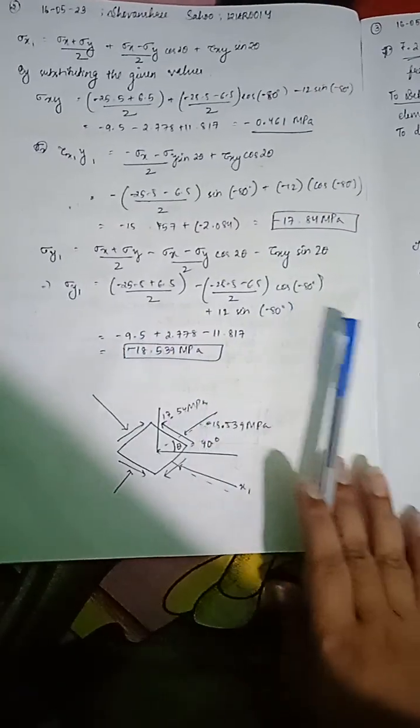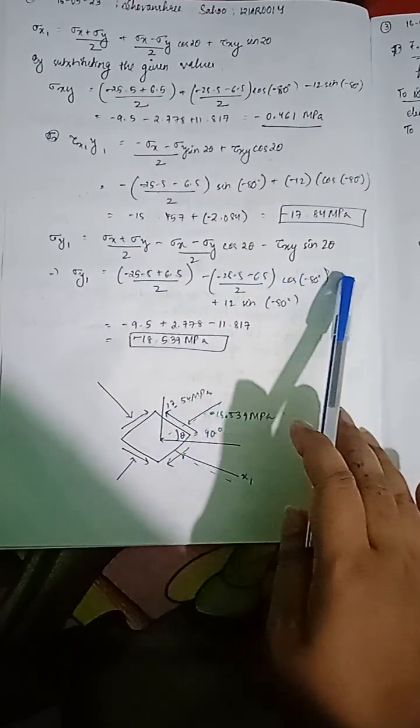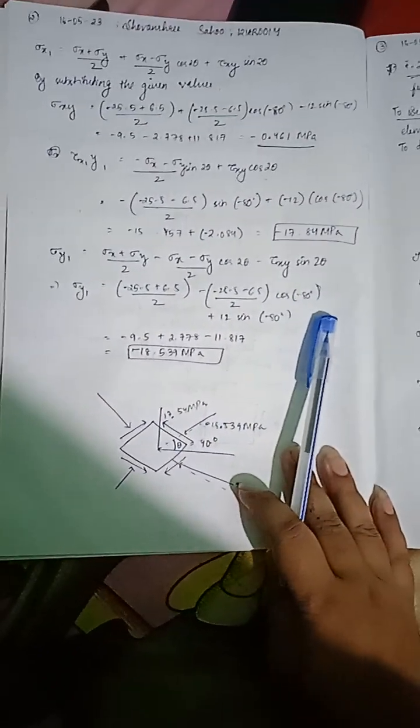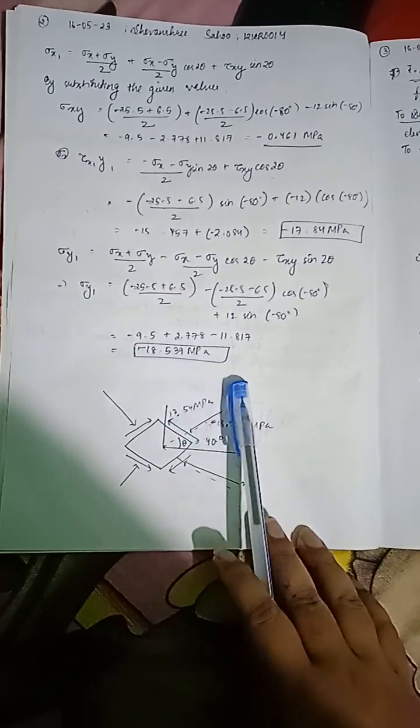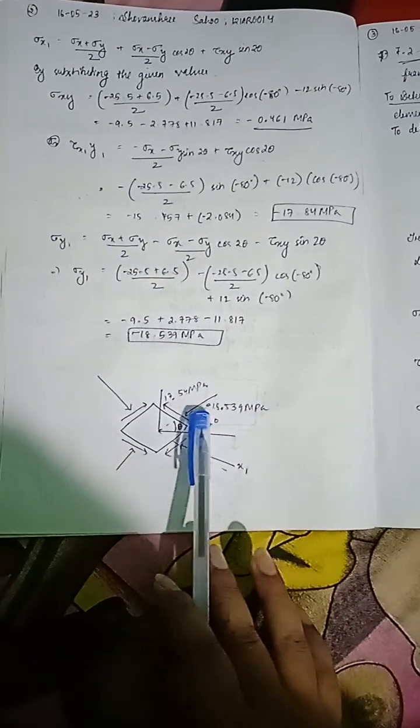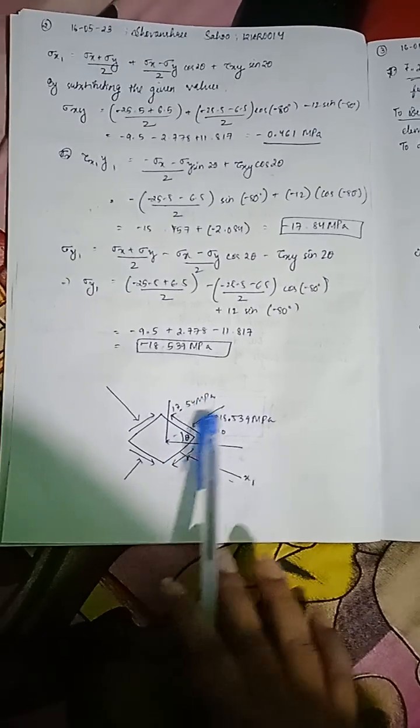Sigma y1 is equal to (sigma x plus sigma y)/2 minus (sigma x minus sigma y)/2 cos 2 theta minus tau xy sin 2 theta. Putting the values, we get sigma y1 is equal to minus 18.539 megapascal. This is the diagram oriented at 40 degrees.